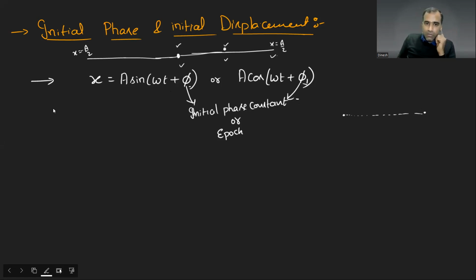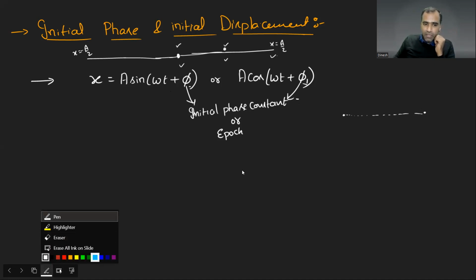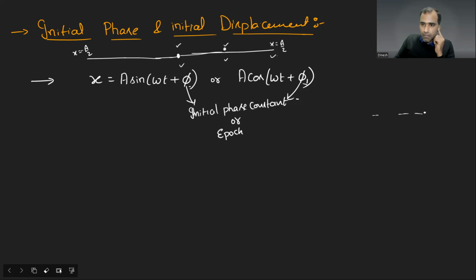So initial phase means what? What is the meaning of initial phase? Let me try to explain. Observe carefully. Initial phase means, at t equal to 0, the phase of the sinusoidal signal. The phase of the sinusoid.